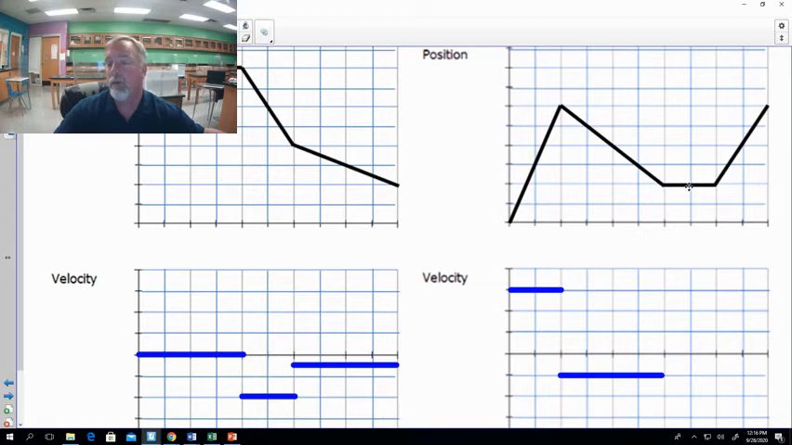Let's go to this next one. Our slope is 0 here, right? So that means we have no velocity. We're not moving. So this part here is going to be just a line at 0. And finally, our last one, 1, 2, 3, 4. We went up 4, and it took us 2 units to get there. Our slope will be 2.